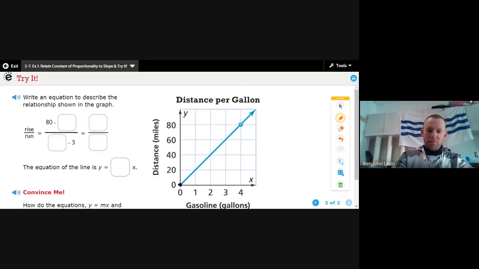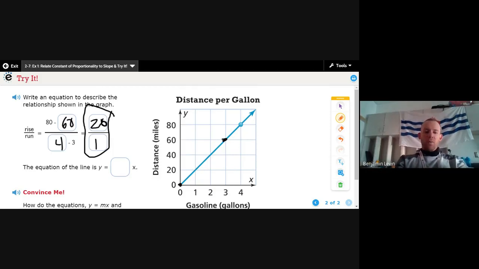And you can use this point 0 as a second point. Oh, I see what it wanted us to do. They wanted us to put a point here and do 4 minus 3 and use the point 360, right? You end up getting 20 miles per 1 gallon. So this is your slope, 20 over 1, right? For every 1 gallon, you go up 20 miles. So your form is y equals 20x, which is the same as 20 over 1, right?